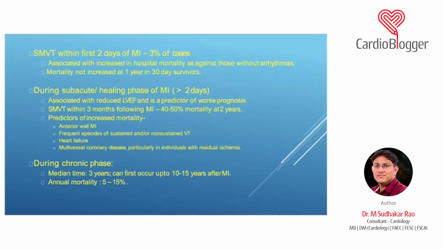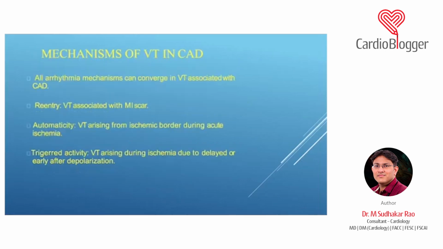So that is the chronic phase, and that is the scar VT, which is the monomorphic VT, and all of them need an ICD for their treatment. Now the mechanism, as I already discussed, all three mechanisms are possible. Re-entry is usually seen in a patient who has a scar. Otherwise, the other two mechanisms are common in acute MI, that is the automaticity and the triggered activity.